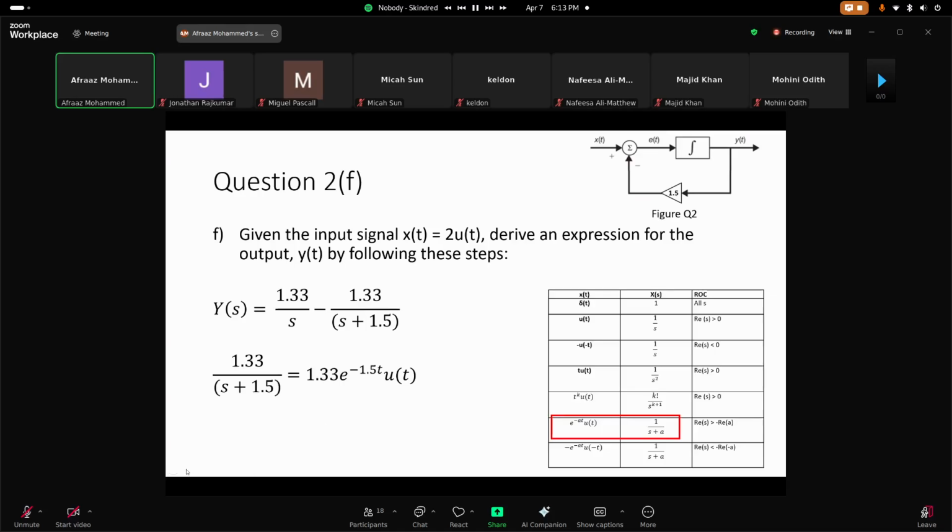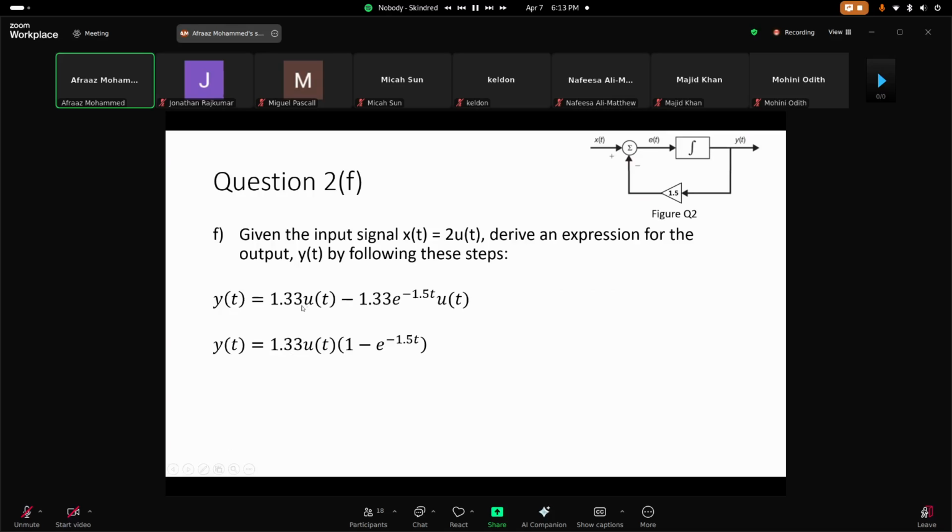We put it all together and we get 1.33 u(t) minus 1.33 e to the minus 1.5 t u(t). We could simplify this even more. We take the 1.33 u(t) out, and that will give you 1.33 u(t) into 1 minus e to the minus 1.5 t u(t). So this is the simplified answer.